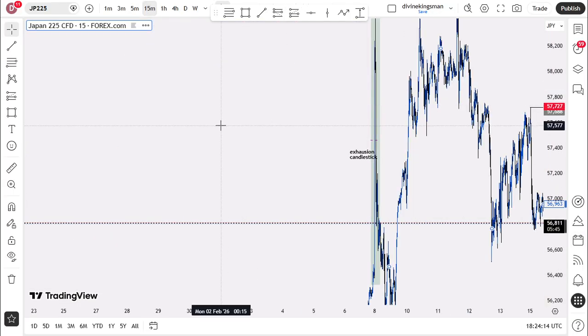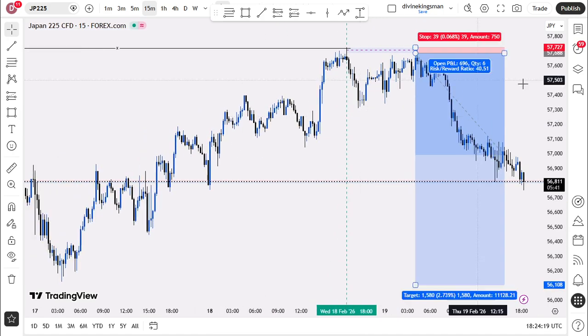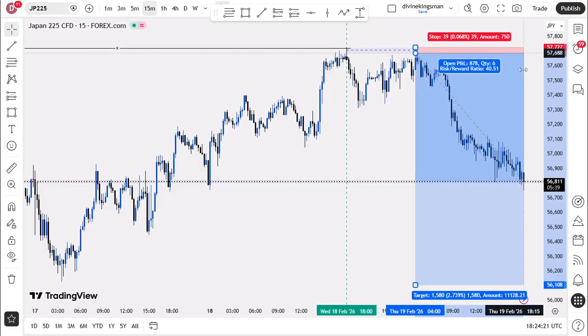So it's actually this kind of entries that give me a very good risk to reward, and the stop loss is very little, and the risk to reward is crazy, right?